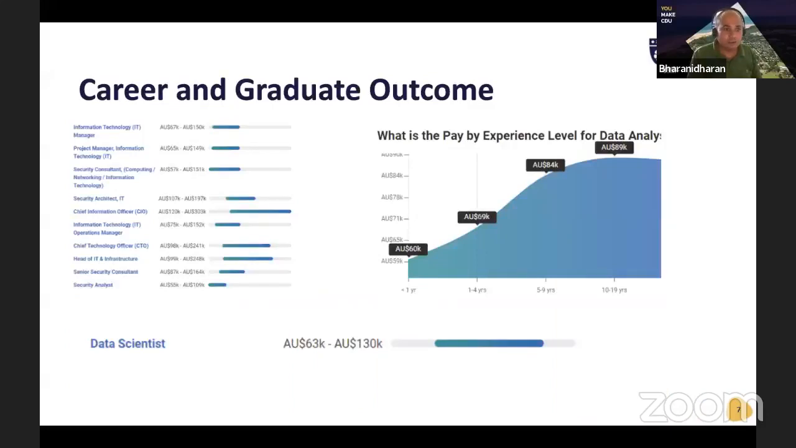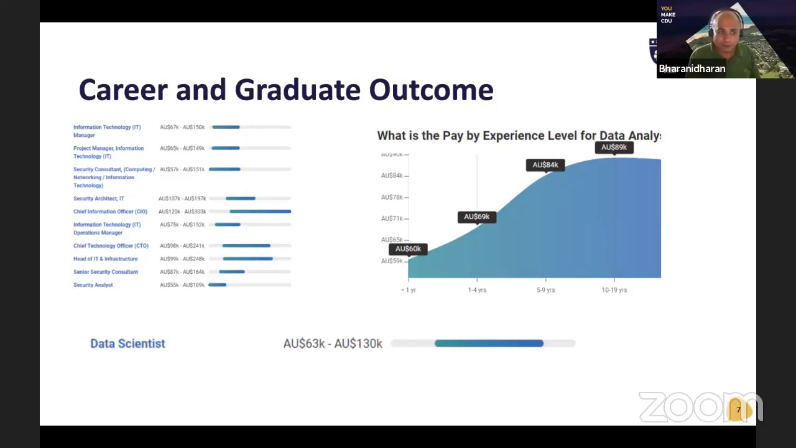Next slide, Nikesh, please. Right. So in terms of career and graduate outcomes, this is the starting salary for all the IT positions. I have considered people without experience who come into IT, and once they graduate, what would be their starting salary? In IT, the starting salary will be roughly $60,000 to $65,000 take-home. Once you grow, in 1 to 4 years down the line, you'll be getting more, because this is last year's data and this year's numbers have changed.